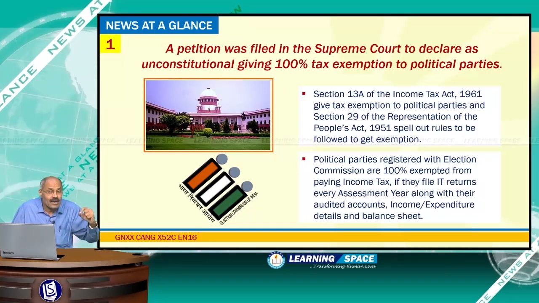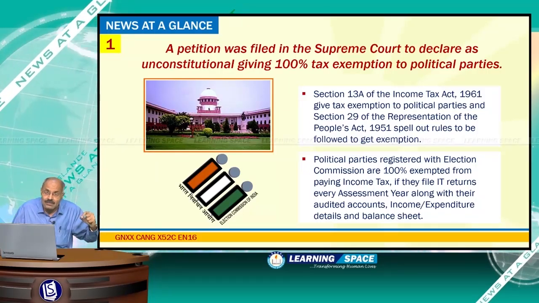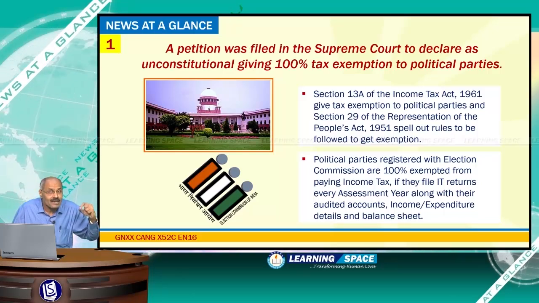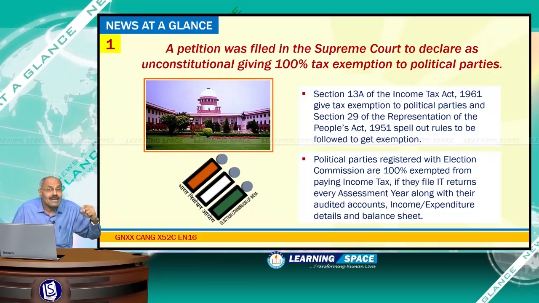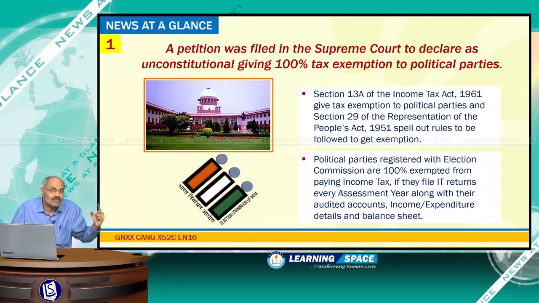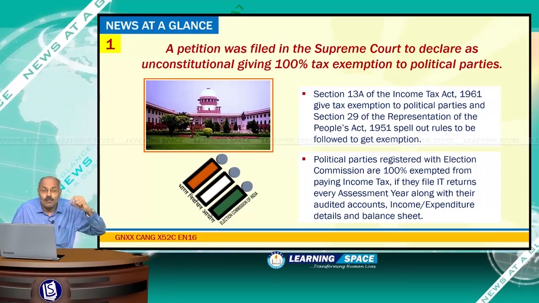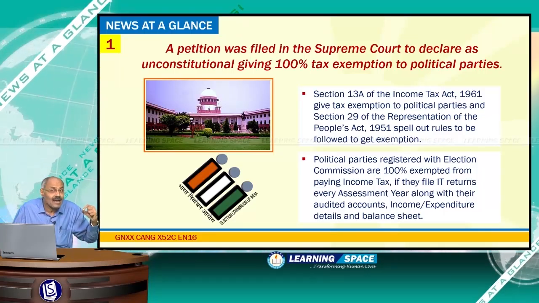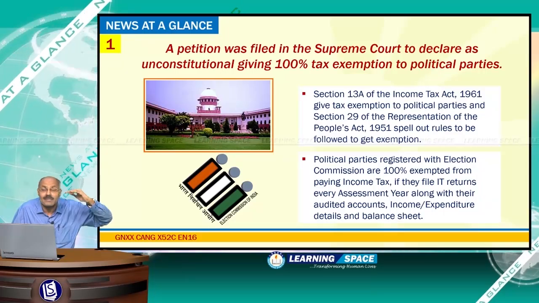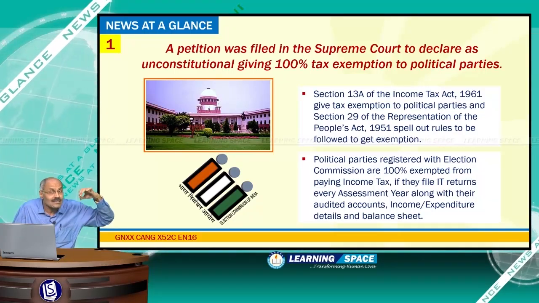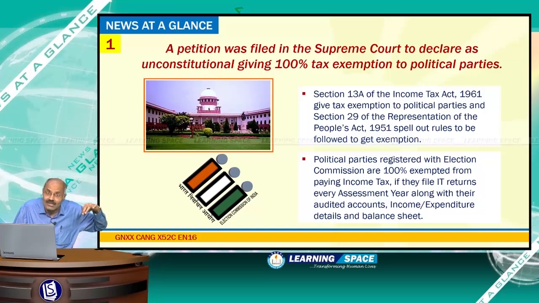And at the same time, two more aspects I would like to tell you. Nowadays, political parties are widely debated for tax exemptions, and the second thing is that political parties can take anonymous donations up to rupees 20,000. That is being debated widely across the country.